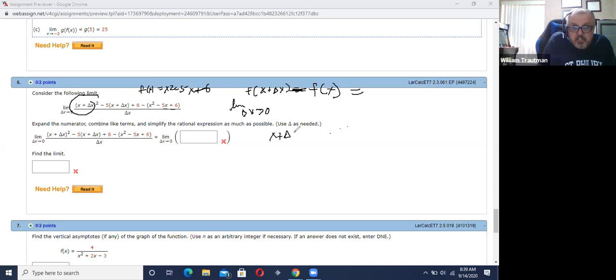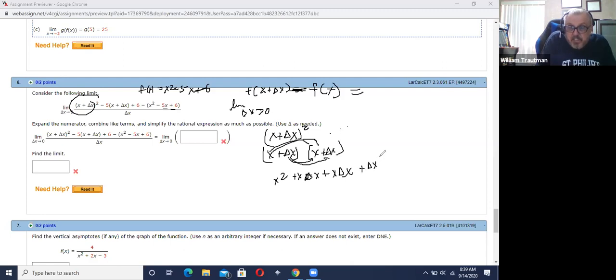X plus change of x squared. You have to FOIL that. If you don't do that, you're going to get it wrong. And then FOIL, you get x squared. You get x times change of x. Here you get x times change of x. And here you get change of x squared. So you get x squared plus 2x change of x plus change of x squared.